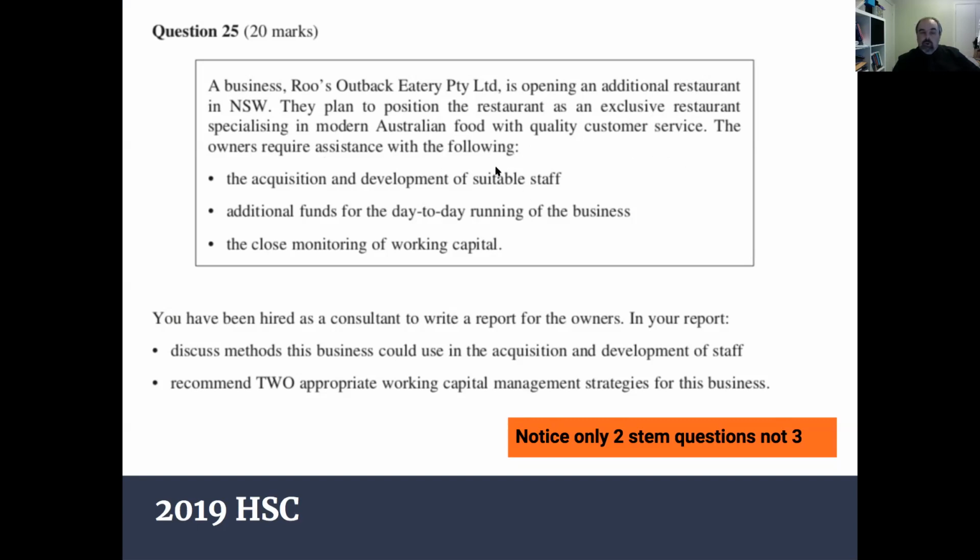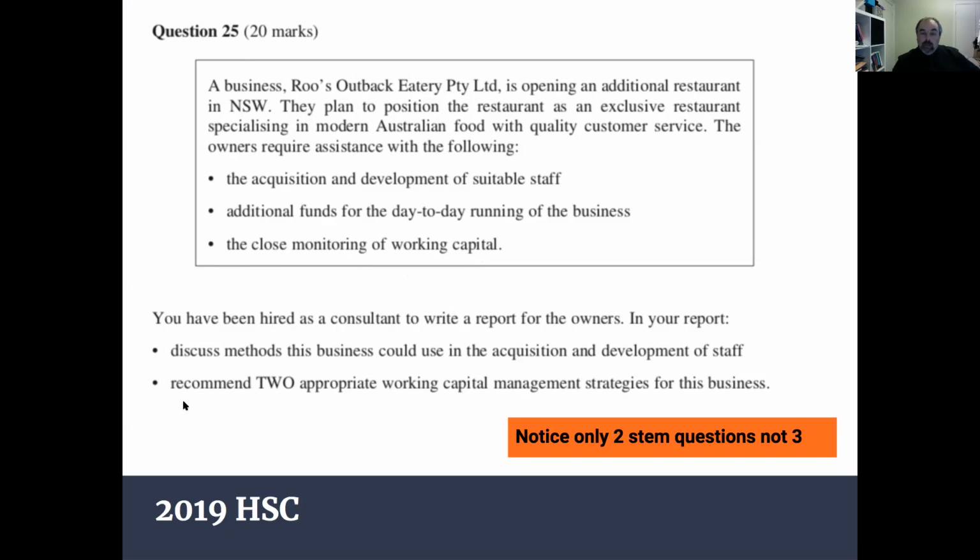So we've got something about the business and what their aim or plan is, and then we've got some dot points around acquisition and development of staff, raising some additional funds for the day-to-day running of the business, and the monitoring of working capital. This is going to give us an idea as to what types of answers we're going to use and the questions that come from there. Now, the interesting thing about this question in 2019 was there were only 2 bullet point questions. In previous years, there were 3.